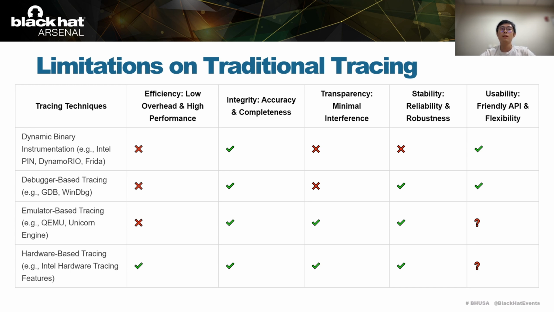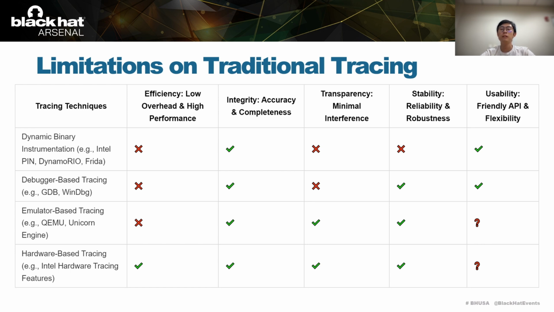The next one is emulator-based tracing, usually QEMU and the Unicorn engine. The efficiency is very slow because we need to emulate the different instructions of the program. The integrity is good because we emulate every instruction, so we know what the control flow is based on the instruction information. The next one is transparency. Usually those emulators act as the operating system, so the target process won't sense that there's tracing along with it, as if it is running on the operating system. So we have full transparency for those processes.